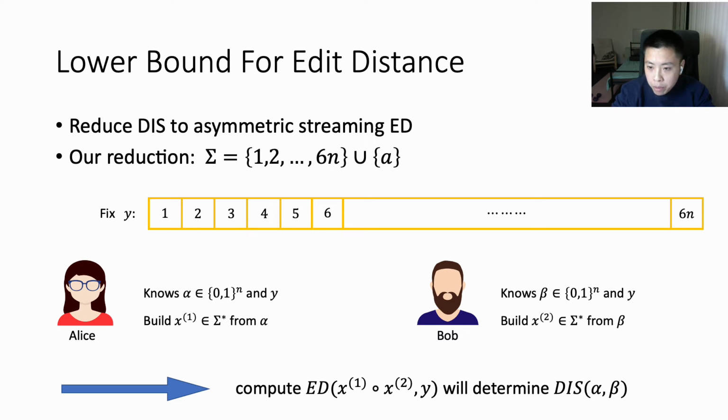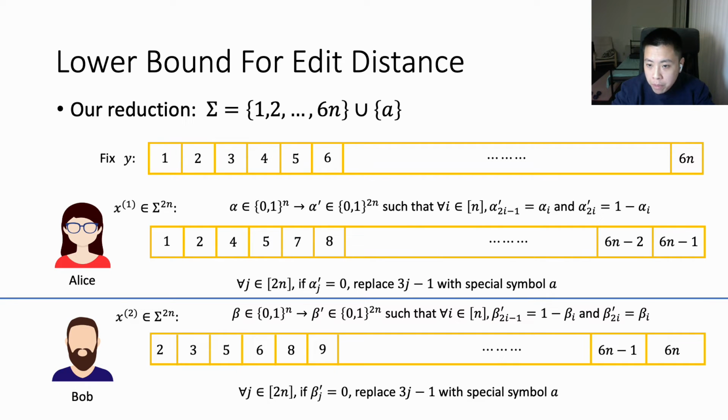Then, Alice will build a string x1 based on alpha, and Bob will build a string x2 based on beta. We want to guarantee that if Alice and Bob can compute edit distance between y and the concatenation of x1 and x2, then they will be able to determine the set disjointness of alpha and beta. To do so, Alice first builds a string alpha prime with length 2n, such that for any i, alpha prime 2i minus 1 equals alpha i, and alpha prime 2i equals 1 minus alpha i.